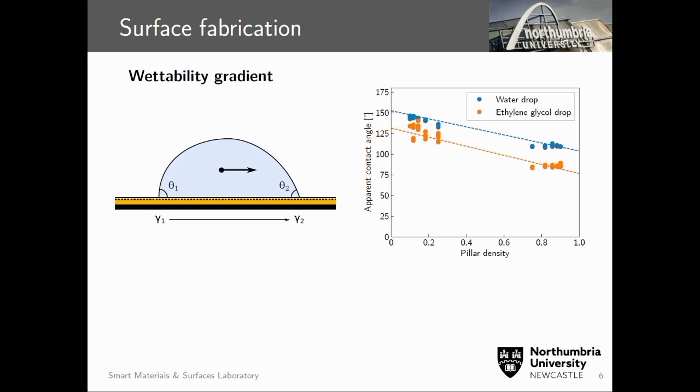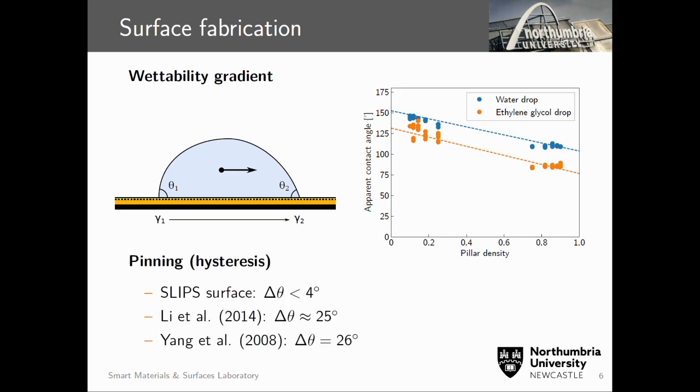One way of measuring this is to measure the apparent contact angle. This is the contact angle you have here. We put a drop on the sample for different densities of pillars, and you can see that the apparent contact angle reduces with the fraction of pillars. So this is a good indication that we do have a wettability gradient. That's fine.